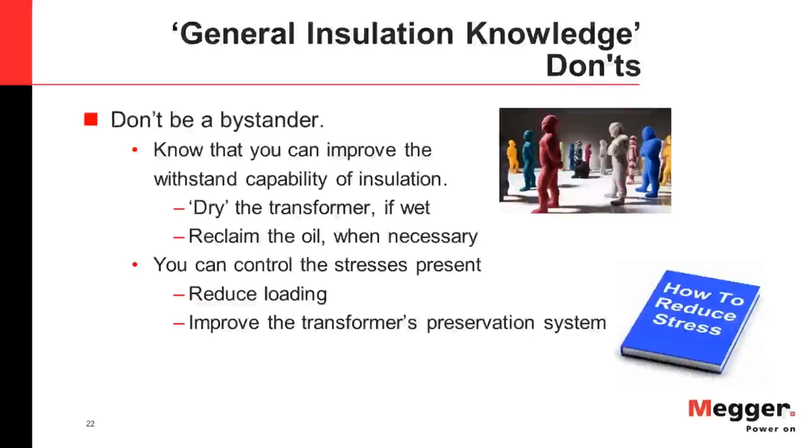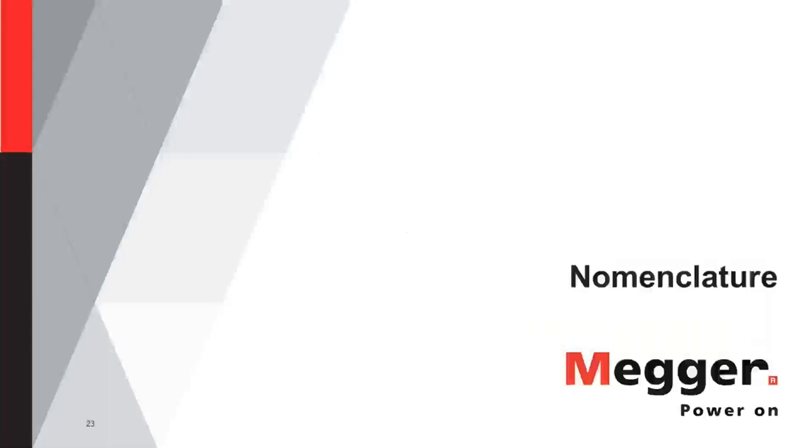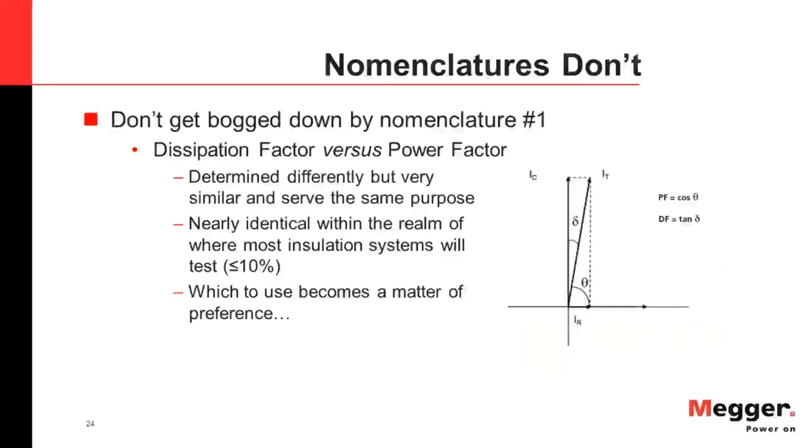The next category is the nomenclature or terminology associated with this test, do's and don'ts. First, don't get bogged down by the use of power factor versus dissipation factor. They're determined differently, but they're very similar and serve the same purpose after all. In fact, they are nearly identical within the realm of where most insulation systems will test. So which to use then becomes a simple matter of preference.